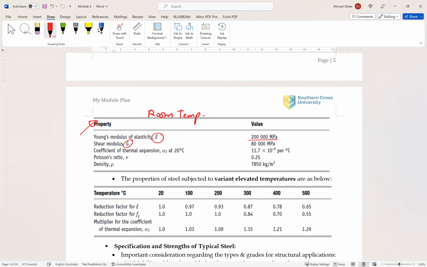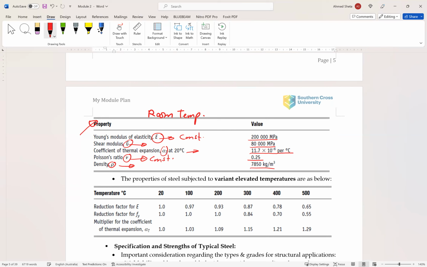The shear modulus G is 80,000 MPa. The coefficient of thermal expansion, alpha T, is 11.7 times 10 to the power of -6. The Poisson ratio for steel is 0.25, so this is also constant. This is constant, this is constant, all of them are constant. The density of steel is 7,850 kilograms per cubic meter.